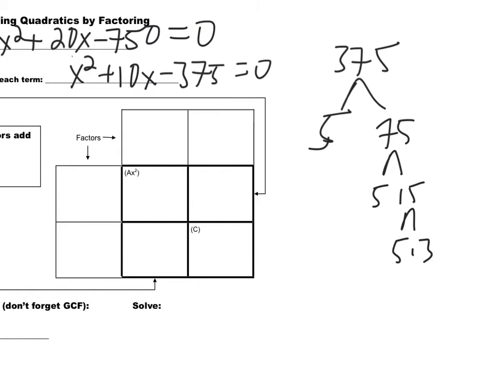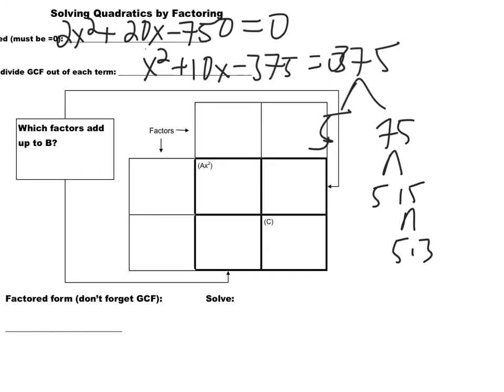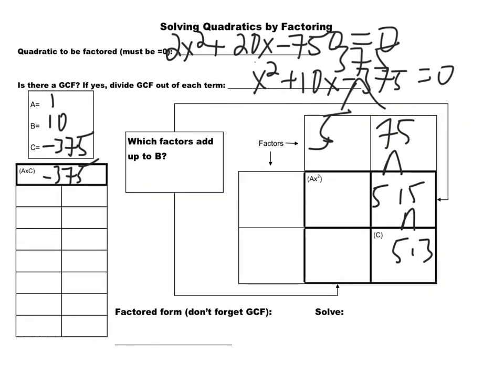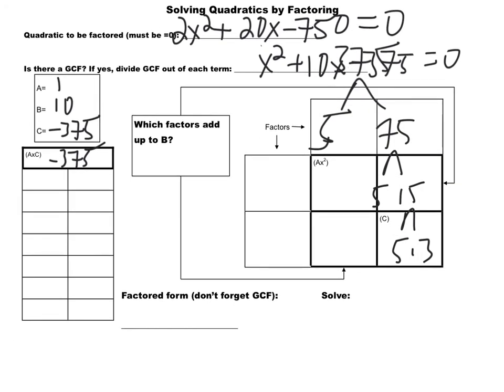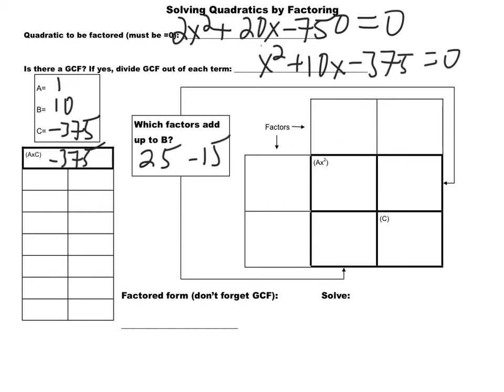So I'm going to go with positive. Remember how I said I want the bigger number to be the one I use. So before I erase my factor tree, I'm going to write 25 and negative 15. And you see how I got those two by this 5 and this 5, and that 5 and that 3. So let me get rid of that. Okay, so now let's do the factoring. Let's do the setup. Well, A is 1x squared. C is negative 375. Then we're going to have a 25x and a negative 15x. And then what can I factor out?